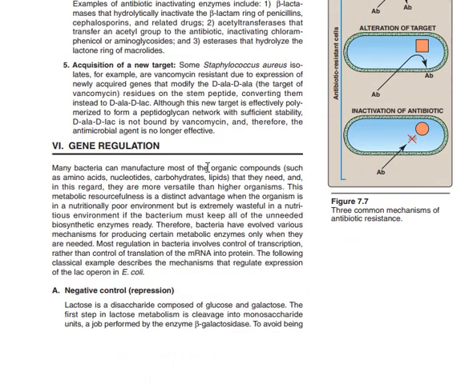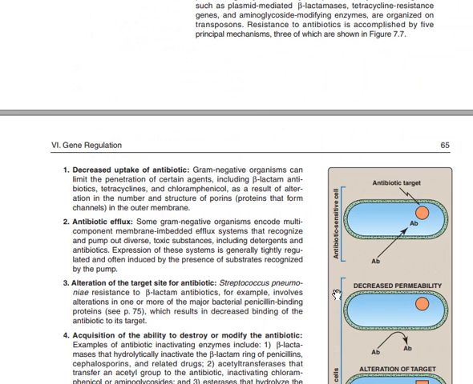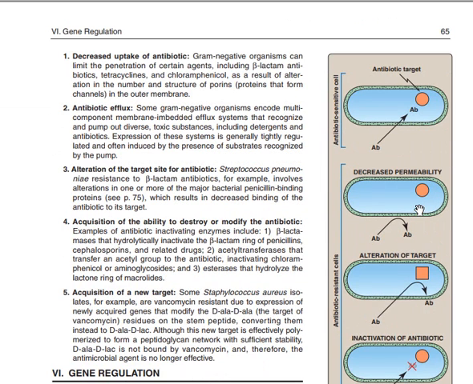So the next diagram here shows 3 common mechanisms of antibiotic resistance. The first is the antibiotic sensitive cell. So this is the antibiotic sensitive cell. Antibiotic is going to target the cell here. So the antibiotic is going to be targeting this particular part of the cell here. So the first mechanism is going to be decreased permeability.